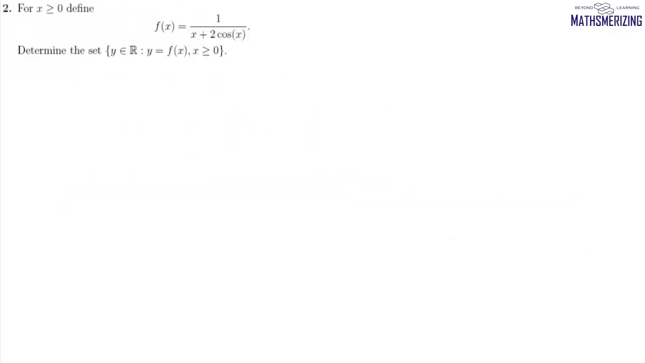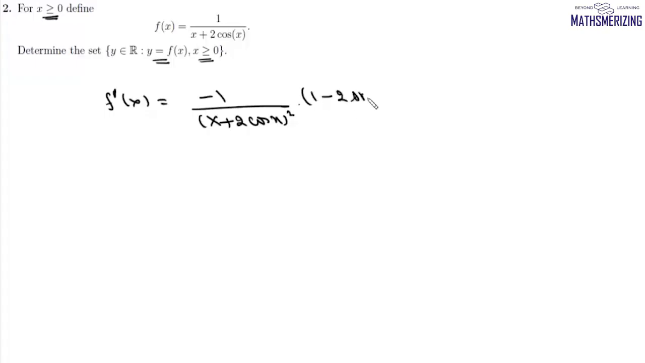Now here the question is, for x greater than or equal to 0, we have defined f(x) as 1 upon x plus 2 cos x. Now we have to determine the range of this function when x is greater than or equal to 0. Now if we find f dash x, it will be minus 1 upon (x plus 2 cos x) whole square into (1 minus 2 sin x), which is equal to 0.